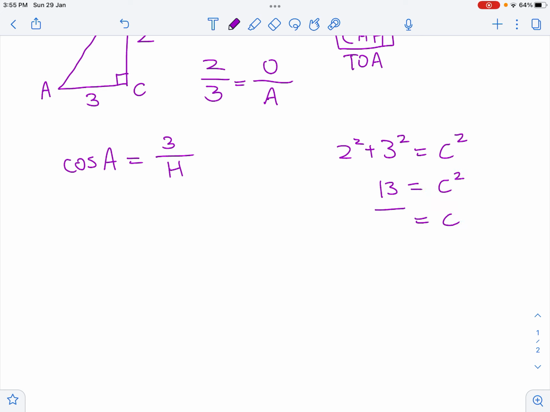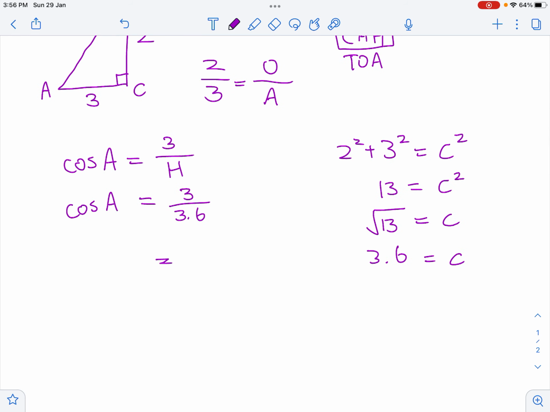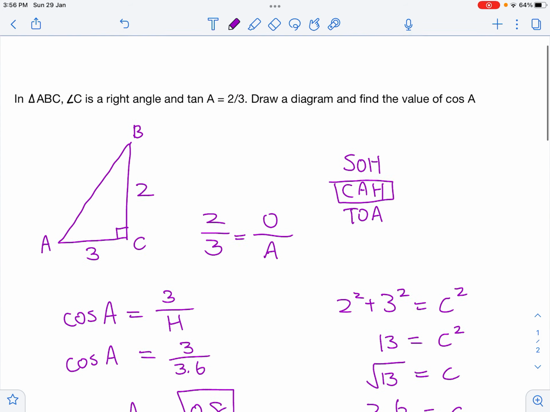In order to find c, I take the square root of 13, and I get 3.6 rounded. So I solved for c, which is actually the hypotenuse. I can write cos A is equal to 3 over 3.6. So now I can just leave my answer like that as a fraction, or I could just divide them. So 3 divided by 3.6 on my calculator is 0.8. And there's my answer. So this is how you solve for the hypotenuse in a word problem.